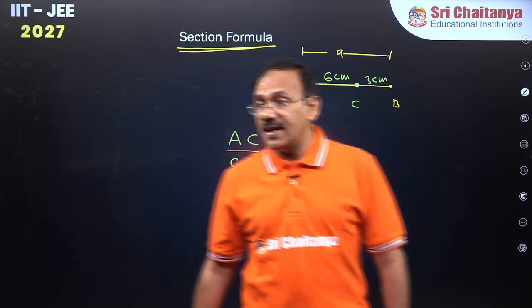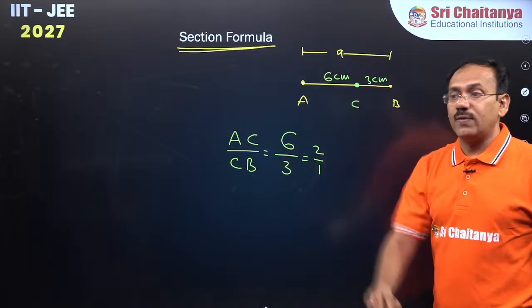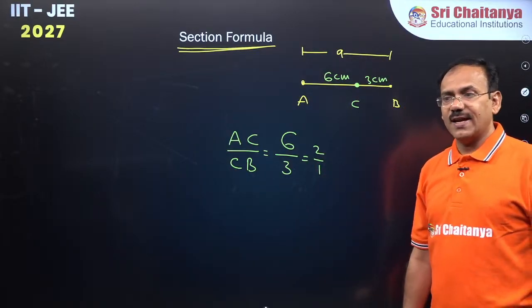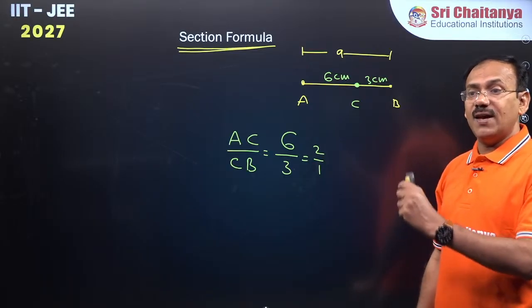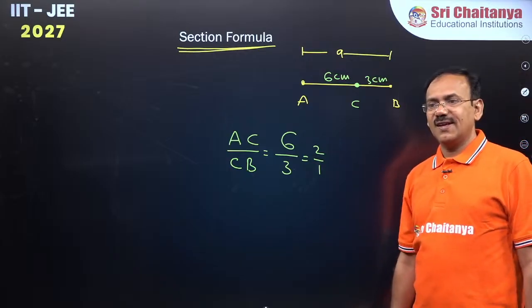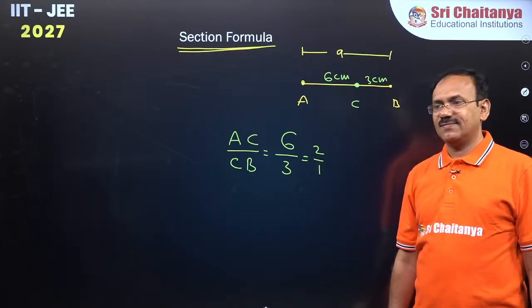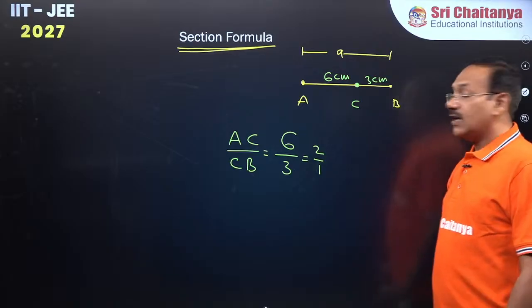Can I say that C is dividing AB in the ratio 2:1 internally? Correct or not? Fine.